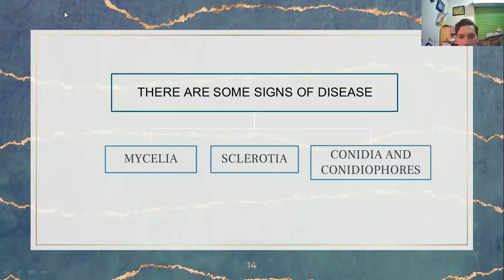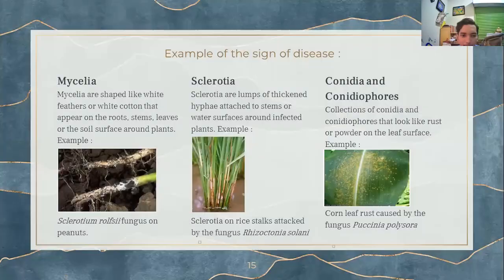There are some signs of disease: mycelia, sclerotia, and conidiophores. Mycelia are shaped like wet feathers or white cotton that appear on the root, stem, leaf, or on the soil surface around the plant. Example, Sclerotium rolfsii fungus on peanut.